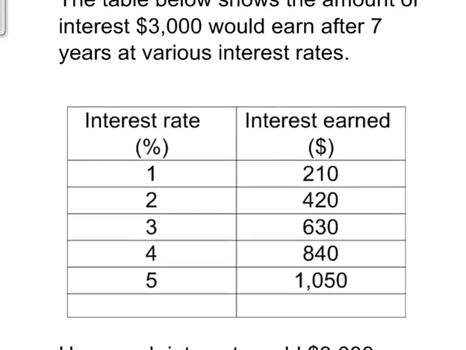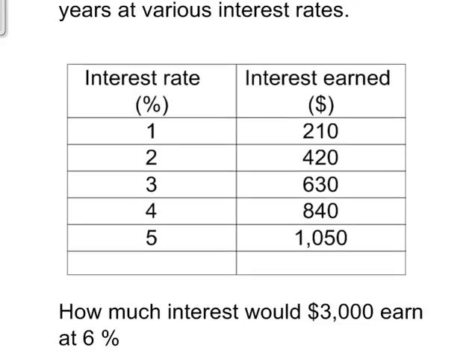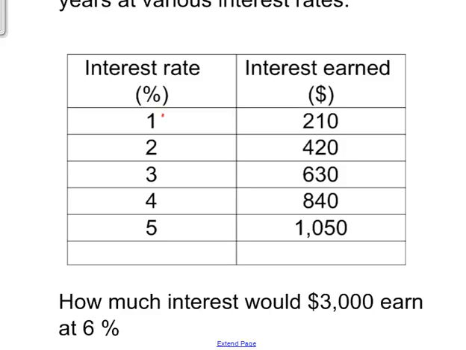If you look at this problem, it says the table below shows the amount of interest that $3,000 would earn after 7 years at varying interest rates. So if we look at the table, if we had 1% interest rate for 7 years, we'd earn $210. If we had 2%, we'd earn $420, and so on down the table. If we look at the difference, what's the difference between there and there? The difference is $210.